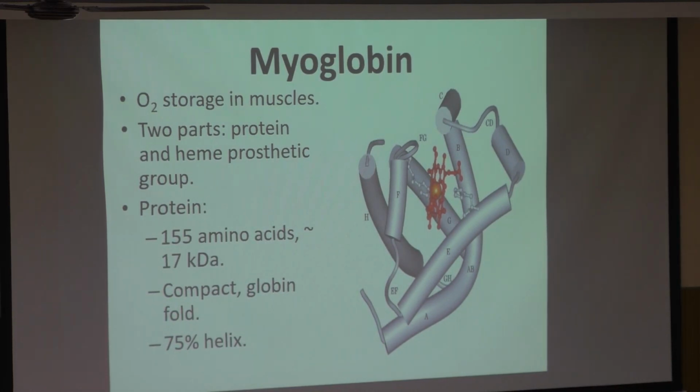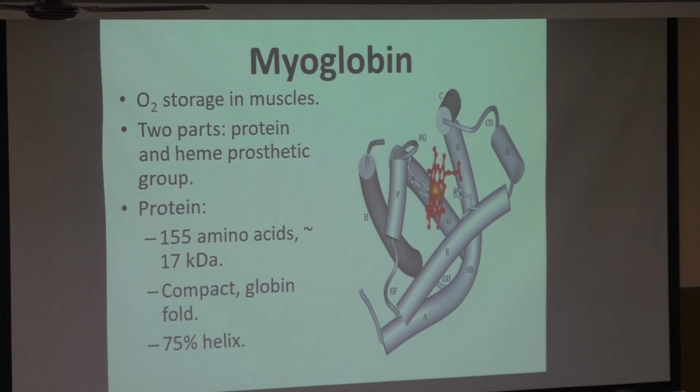Hemoglobin has four units. Now if I ask you how many oxygen molecules will bind to hemoglobin and myoglobin? Myoglobin one. Hemoglobin, how come? One oxygen with the heme in alpha 1, one with alpha 2, one with beta 1, and one with beta 2. So four. However, myoglobin only one.